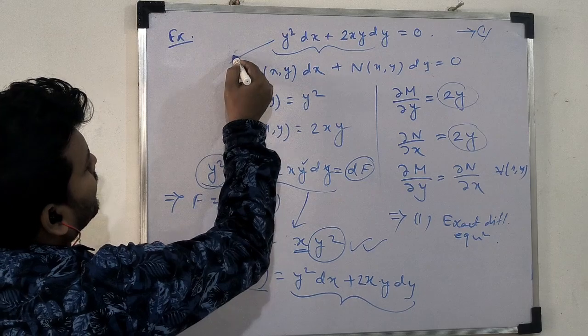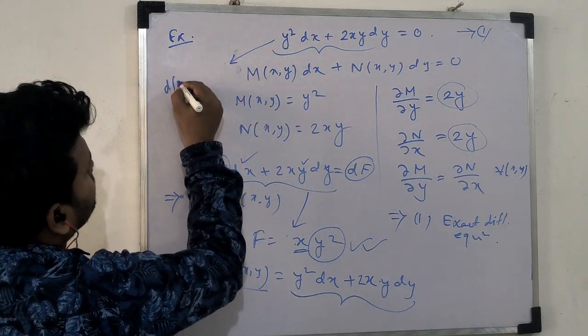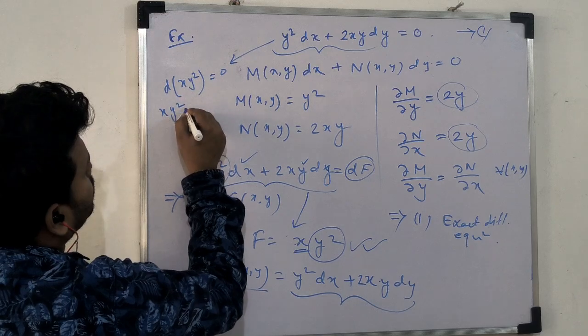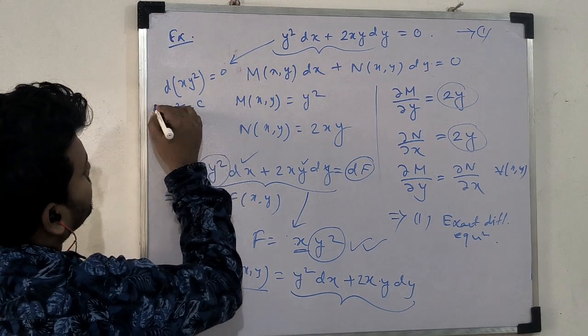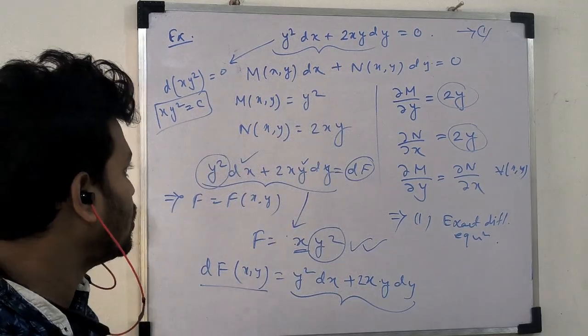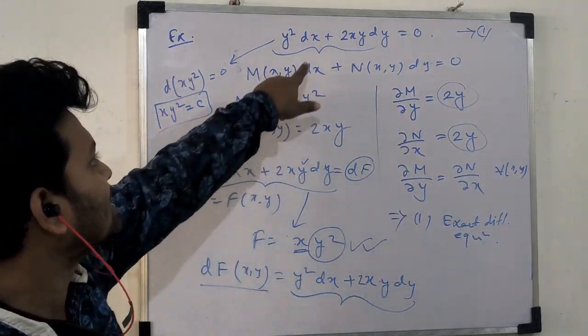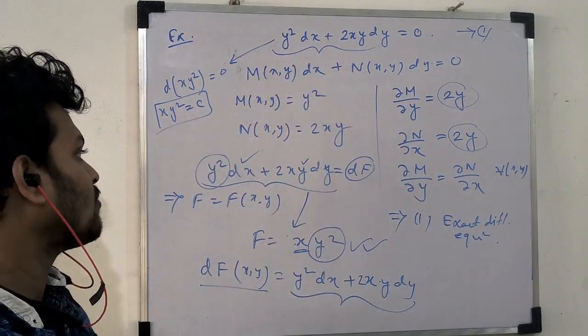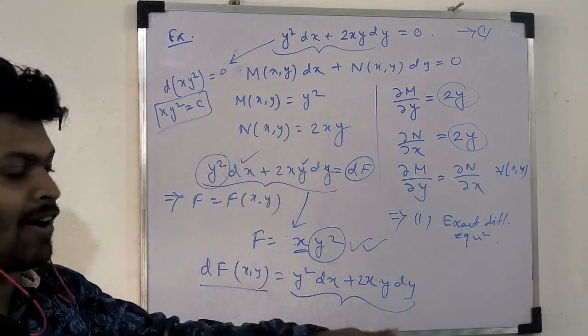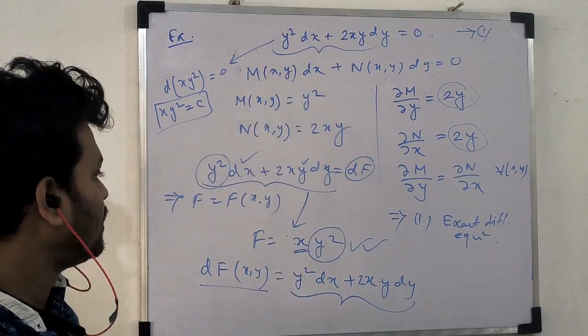So from this we can write d of x y square equal to 0. Therefore the solution will be x y square equal to c. So this is the solution for this exact differential equation. As these are equal, therefore this is an exact differential equation. That's why we can find a function such that this is the total differential of a function f, and we find that f is x y square.